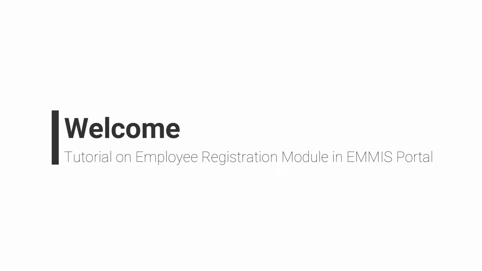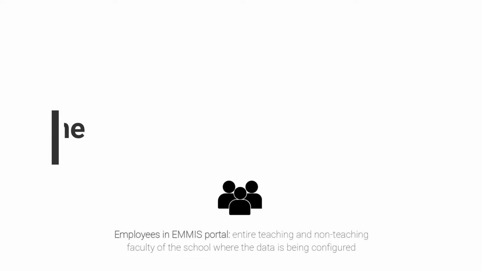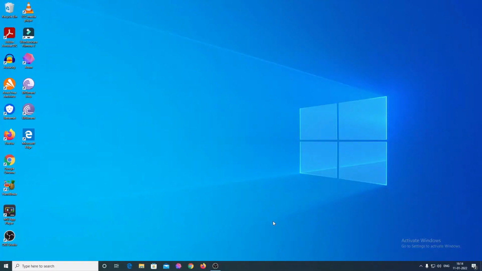Before we begin, let's try to understand who are the employees that have been referred to here. Employees in the EMMIS portal usually involves the entire teaching and non-teaching faculty currently working in the school where the data is being configured. Alongside, you may also ask who can register employees in the portal. The employee registration process is usually taken up by the school operator of the concerned school, while the verification of registered data is initiated by the respective school admin.